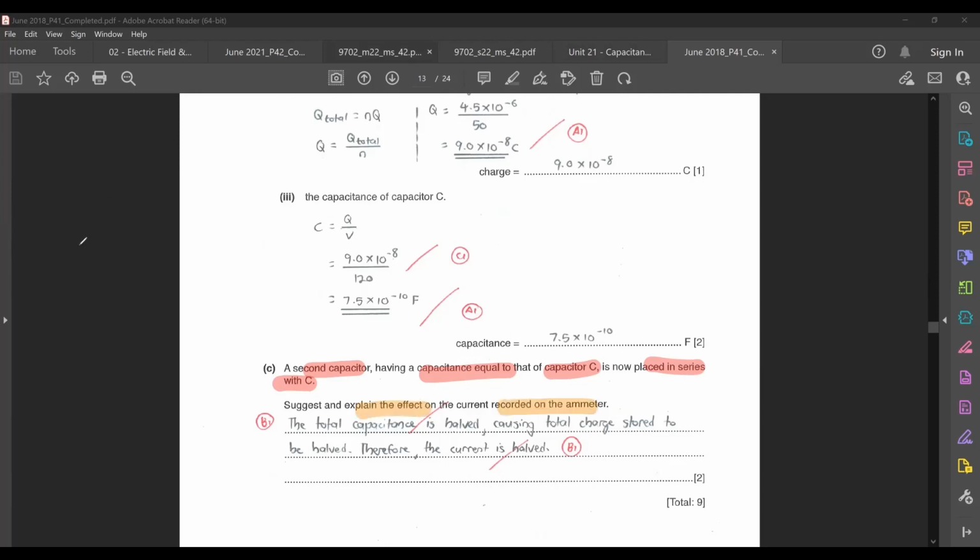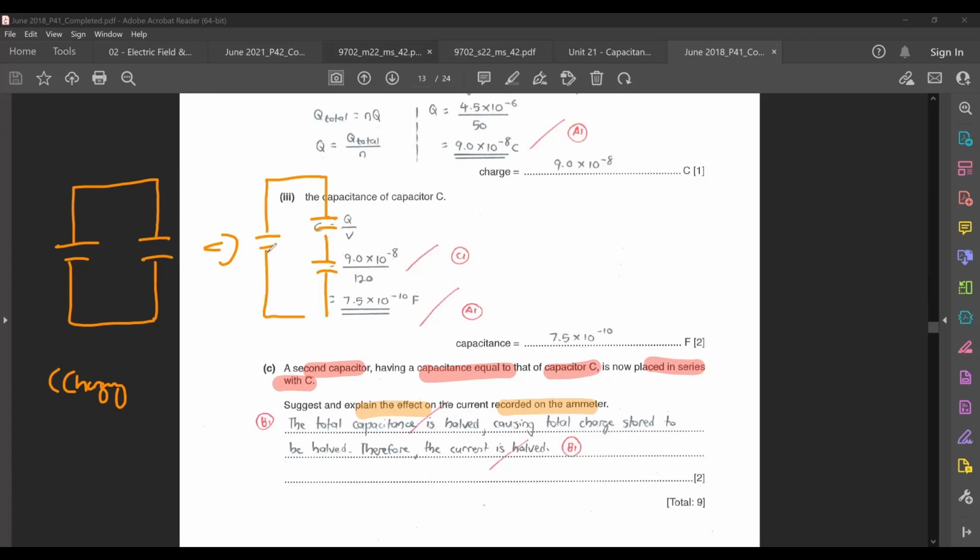Okay, so right now, this one was your original circuit when it was charging. Right now, you are adding another capacitor to it. This time is in series. Just now the one that we did was in parallel. And also your capacitor here is having an equal capacitance to the original one. So if this one was C, this one is C and C also.